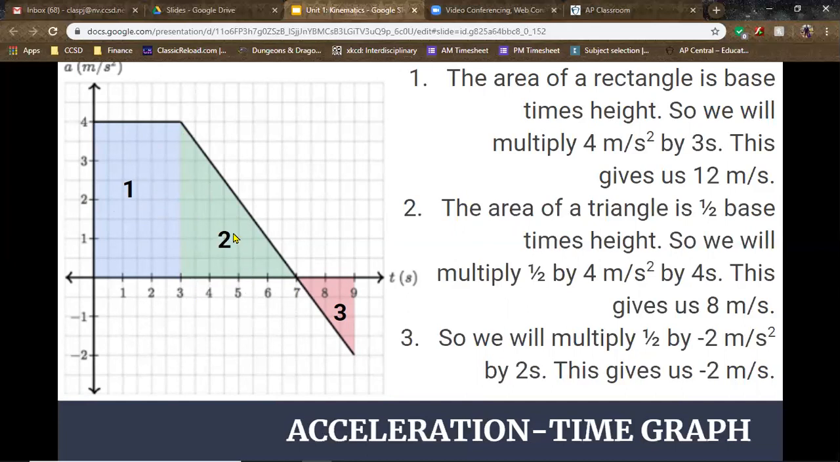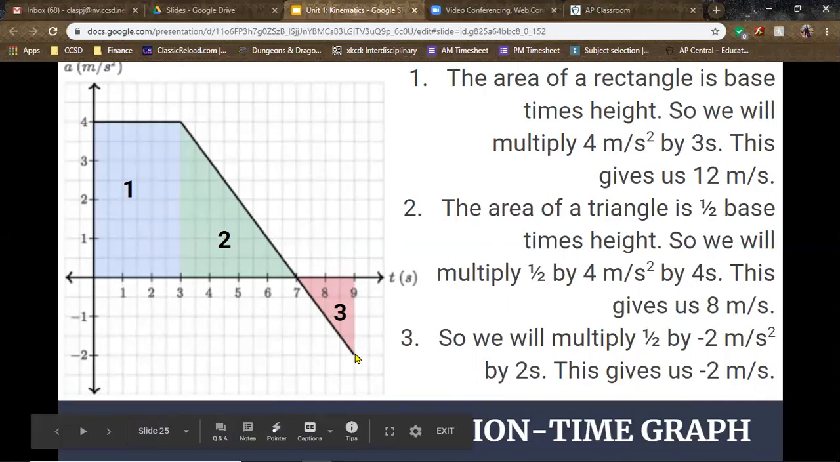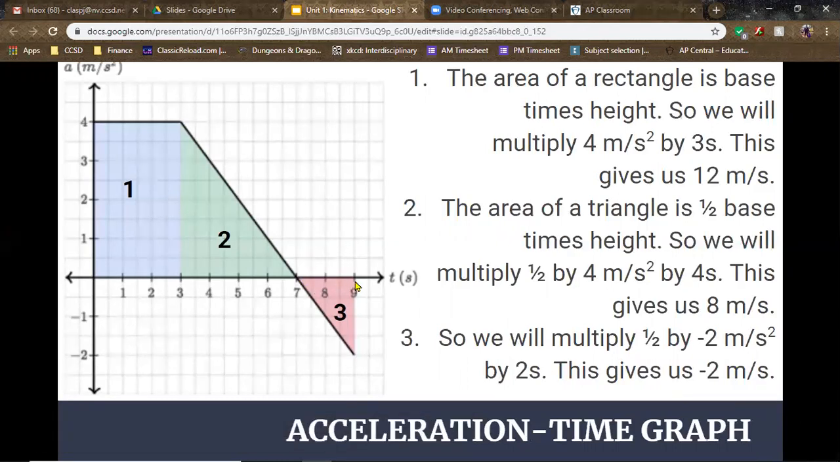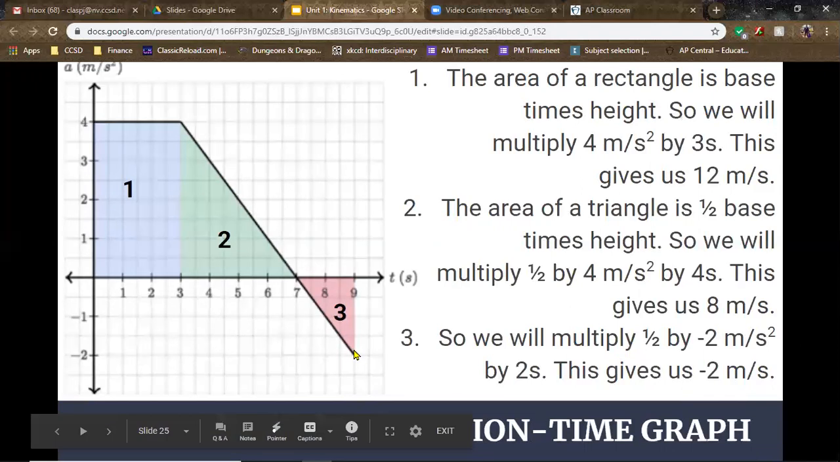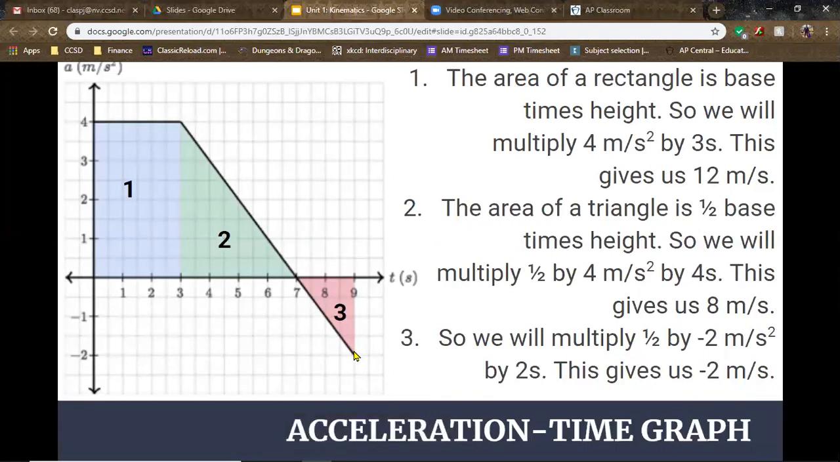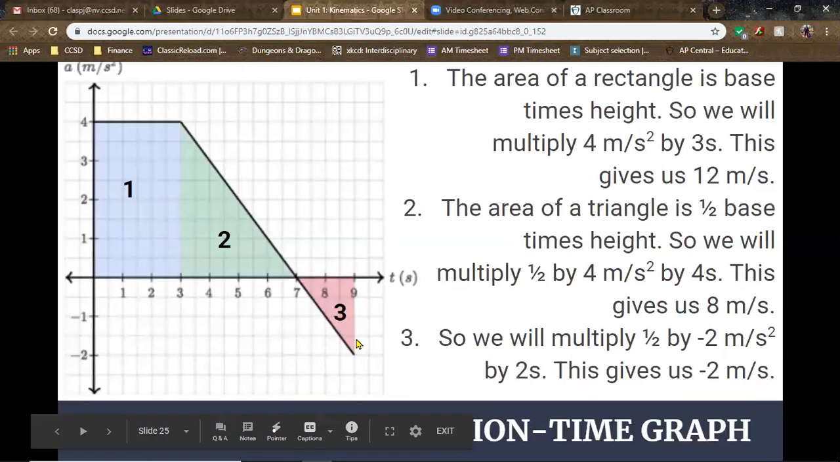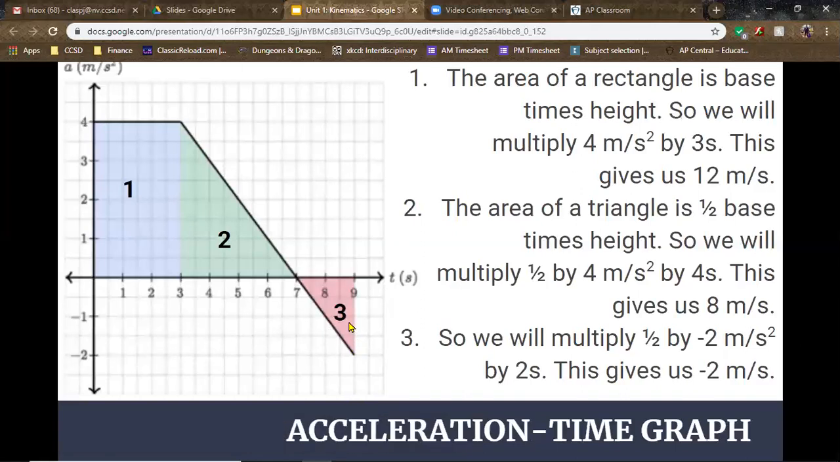4 times 4 is 16. Multiplied by 1/2 is 8. All right. So area 3. So right now I have an area of 12 meters per second, an area of 8 meters per second. And then over here, area of a triangle, 1/2 times the height, which is negative 2 meters per second squared. You need to include the negative. And then a time of 2 seconds. Negative 2 meters per second squared multiplied by 2 seconds gives us negative 4 meters per second multiplied by 1/2, which gives us negative 2 meters per second.